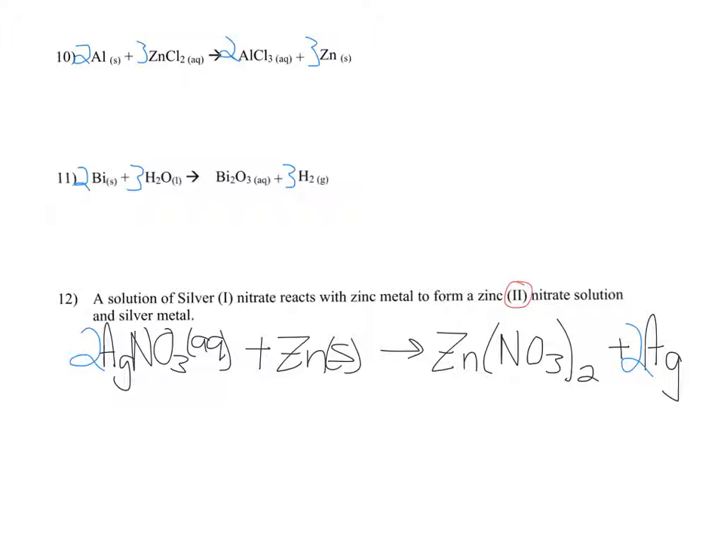The real trick with this one comes down to whether you are able to recognize the differences in your charges. With the zinc 2 and the nitrate being just 1, the silver 1 nitrate and the nitrate is the same on both sides, that doesn't change. So you do have a little bit of that.